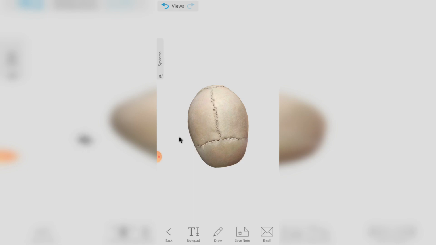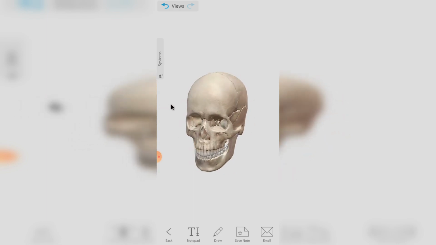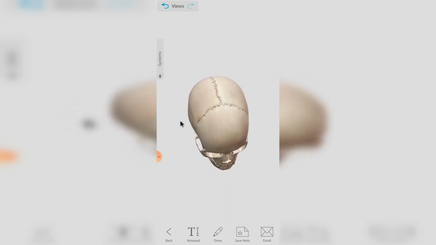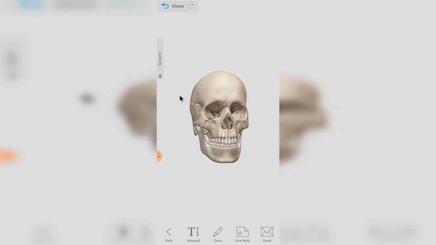Similarly, they also help in childbirth. They provide a certain elasticity to the head of the baby so that the baby can easily pass out through the birth canal.